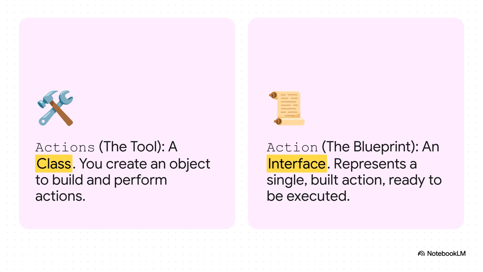Actions with an S at the end versus action without the S. Think of it like this. Actions is the class. It's your entire toolbox that you use to define what you want to do. Action, on the other hand, is an interface. It represents the finished blueprint, the specific sequence of steps you've built, which is now ready to be executed.